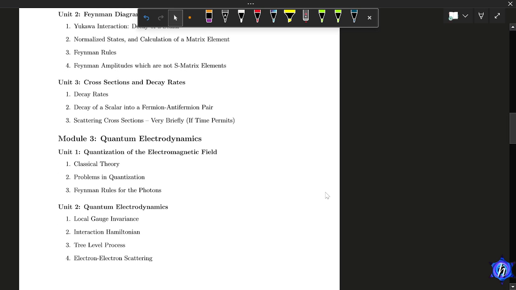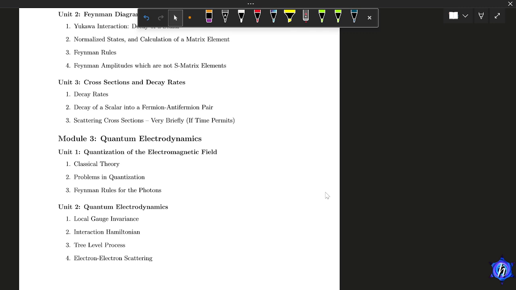So in this unit one, we'll see what happens with the quantization of electrodynamics. There arises some problem while quantizing the classical theory. So what are the problems that arise? Then we'll move on to the Feynman rules for the photons. Although I won't go into the details, I'll just state these are the rules. Then we can move ahead to some of the most interesting phenomena, rather than wasting time on studying the Feynman rules or deriving the Feynman rules itself.